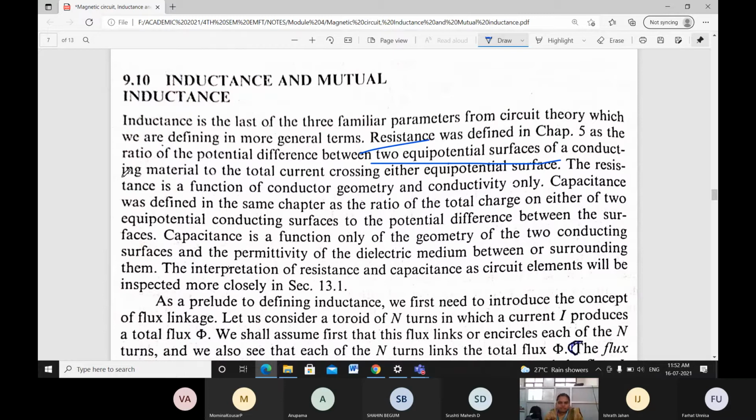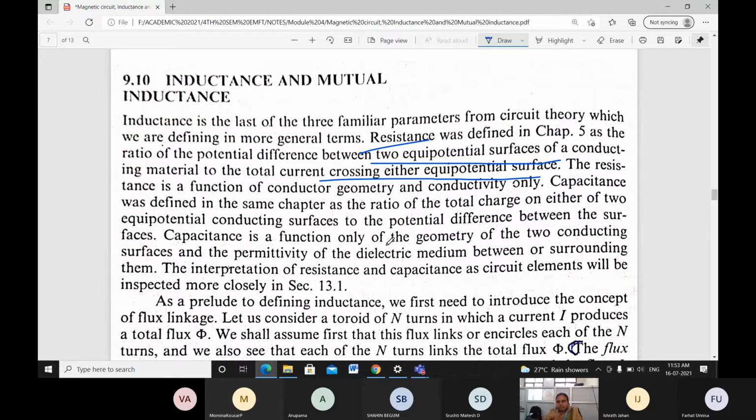The resistance is the ratio to the total current crossing either equipotential surface. Sorry, I am repeating the same thing. The resistance is a function of the conductor geometry and also of the conductivity only. Capacitance, defined in the same chapter, is the ratio of the total charge on either of the equipotential conducting surfaces to the potential difference between the surfaces. Capacitance is a function of only the geometry.